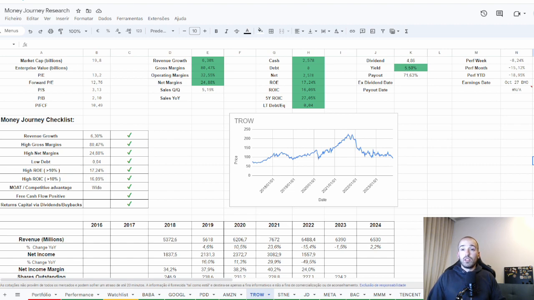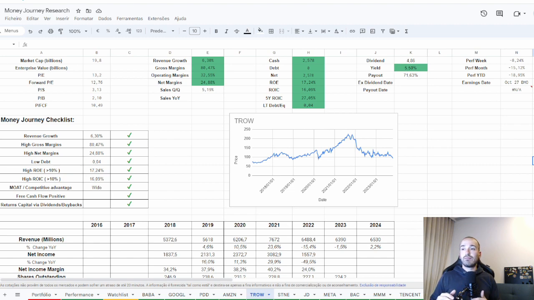But looking at our checklist, revenue growth: they are growing, even though last year their revenue was down 15%, and they will take some time to recover, but I expect them to continue to grow from this bottom, I do believe. They have a really high gross margin, 80%, and really high net margins, 25% last year, but it has the potential to go to between 35 and 40%, maybe even more.